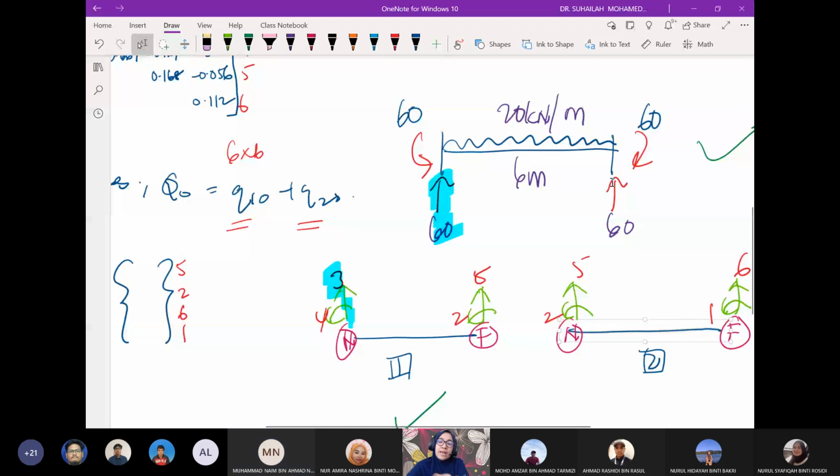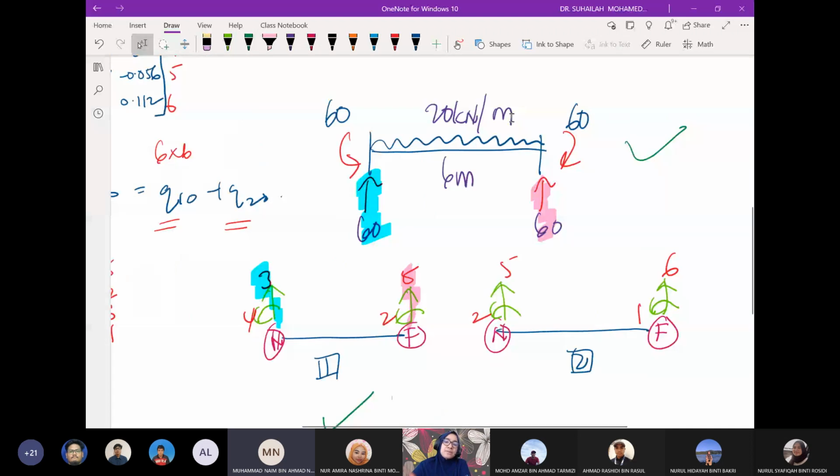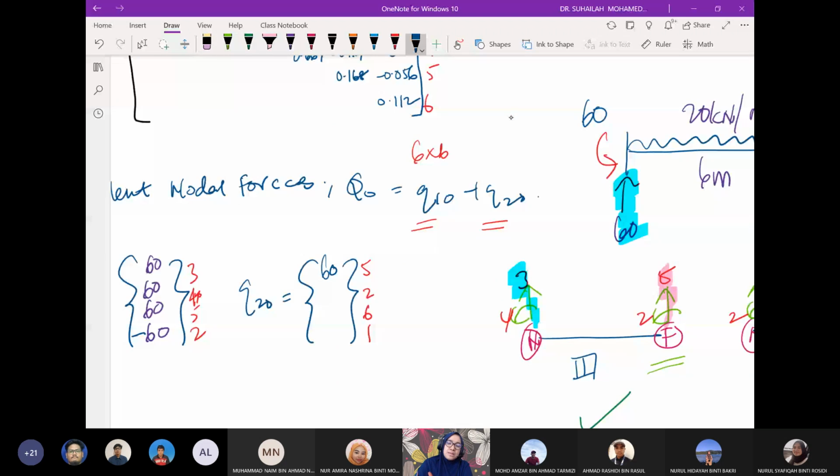Okay, last one. 60 ni dengan position 2. Okay, same direction or opposite direction dengan yang ini? Opposite. So what should we put for position 2? Negative. Ah, so sini tetap negatif. Okay? Faham yang ni? Faham, madam. Okay, so yang Q2 node pun samalah. Sama juga, negative 60. Okay, so dah dapat yang ini.